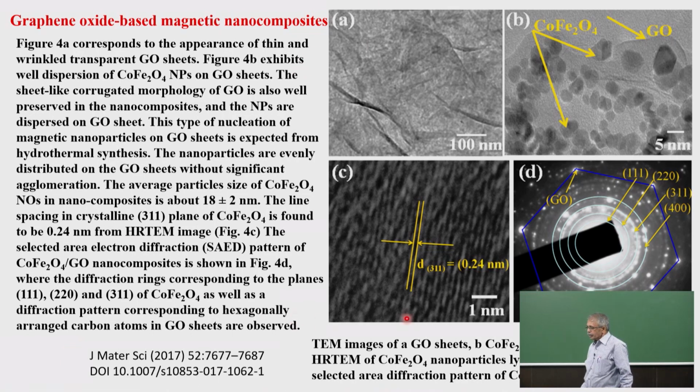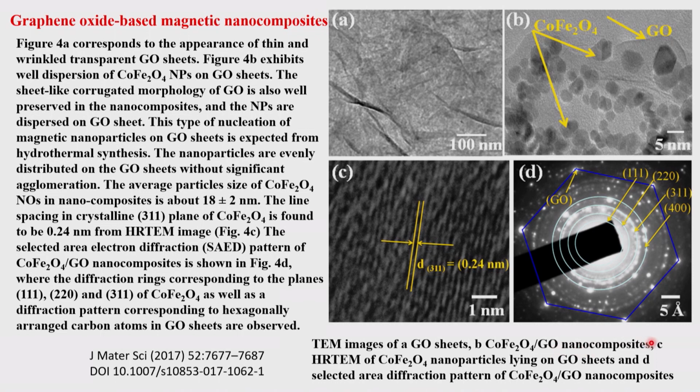Okay, so let's look at this figure caption here. TEM image of the GO sheets in A, and these are the CoFe2O4 nanoparticles, and GO is graphene oxide nanosheets. So you can see the background. This is only graphene oxide, and this is graphene oxide coated with these nanoparticles. Okay, and then this is the HRTEM of this. See, even at the 1 nanometer level.